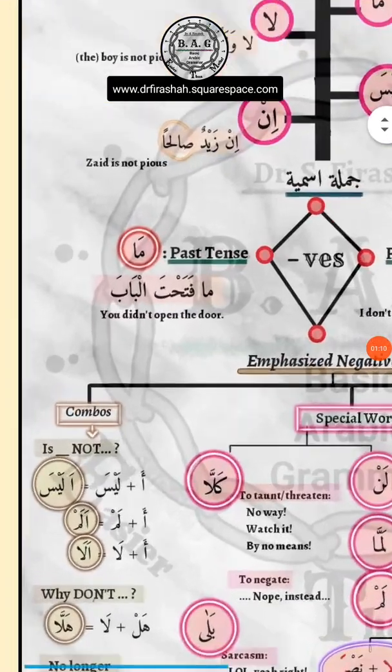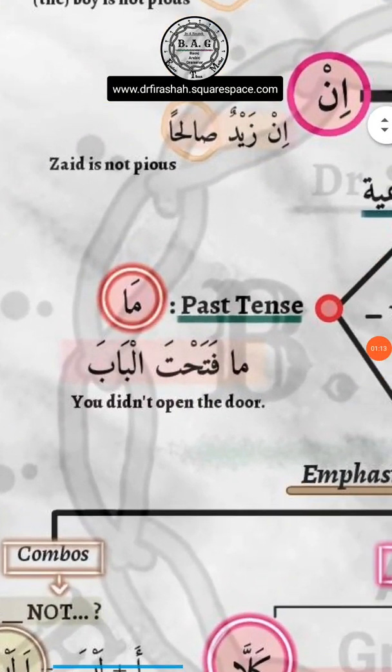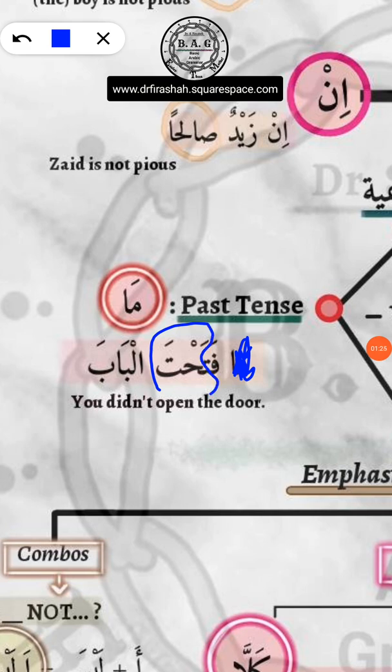Now what happens in past tense? If you are making a past tense, for example, forget about this ma at this moment. Simply study this sentence. Fatahta baba. Now, I hope that you recognize this portion here. Fatahta, fa'alta, nasarta. What is it? Anta. This is the pattern for anta. So anta fatahta. Fatahta means opened. You opened. And what did you open?